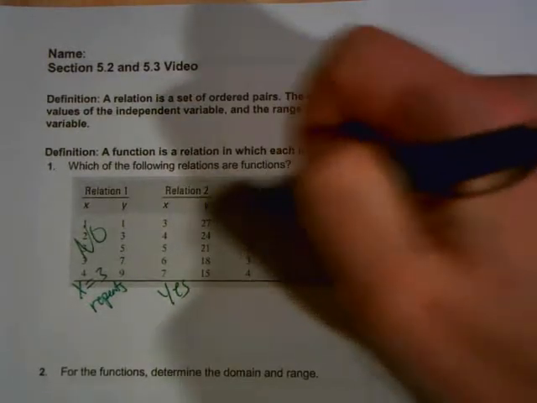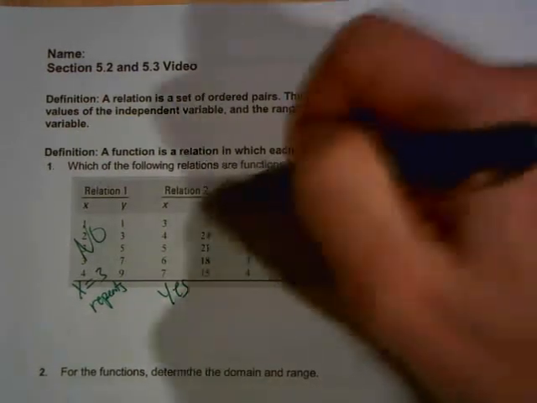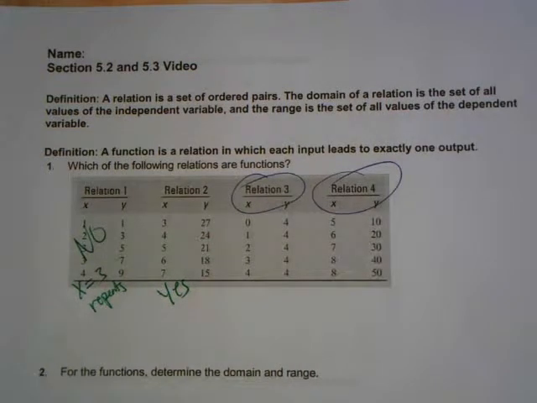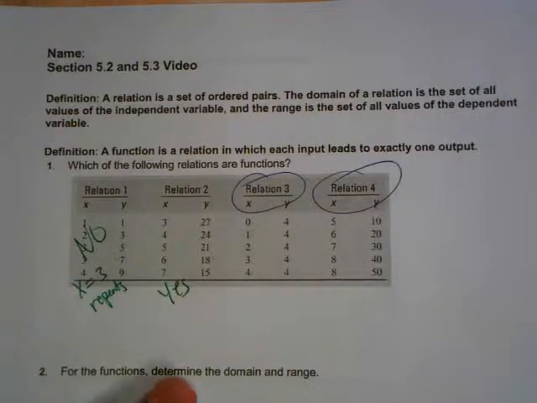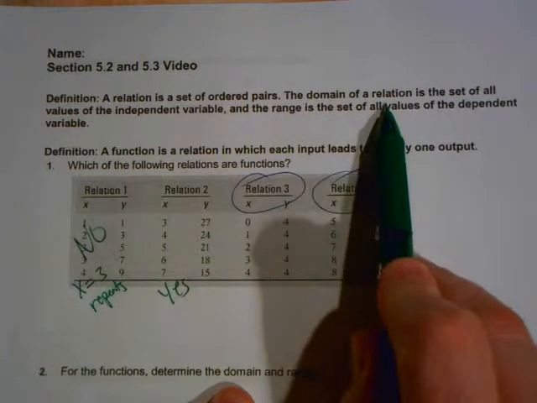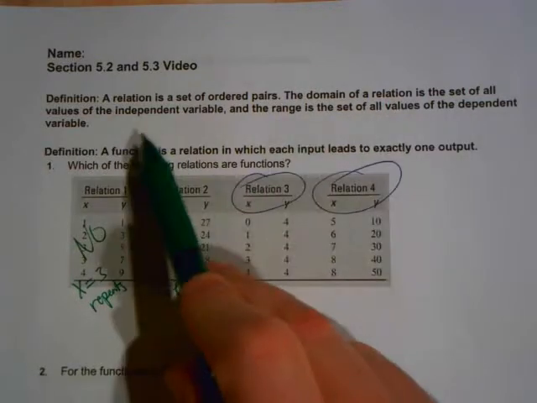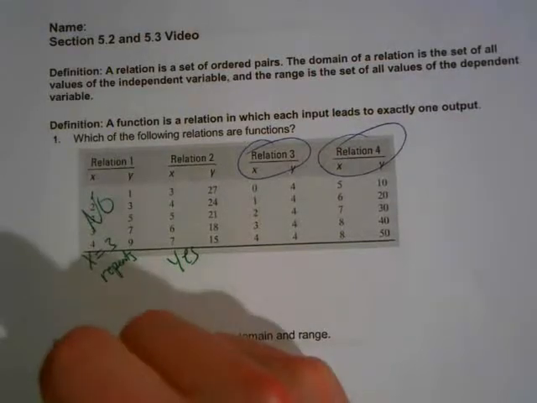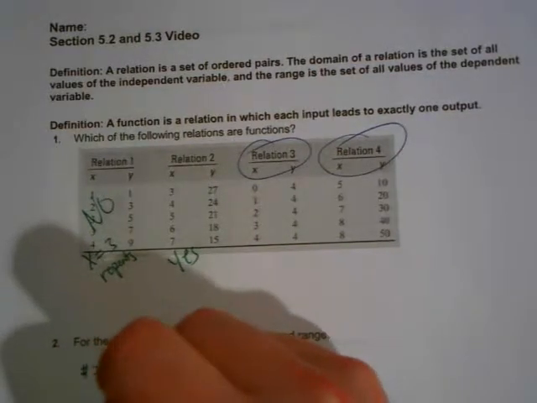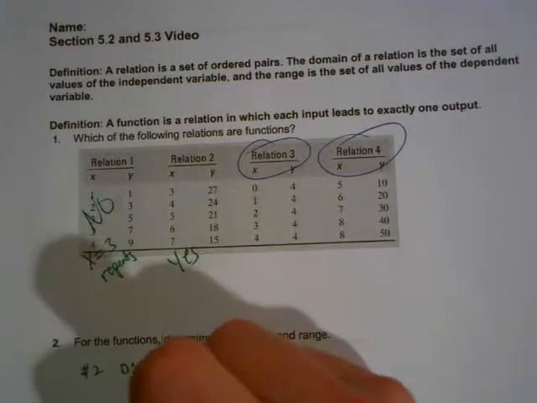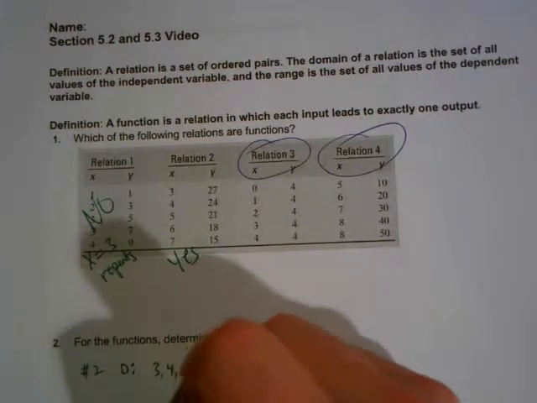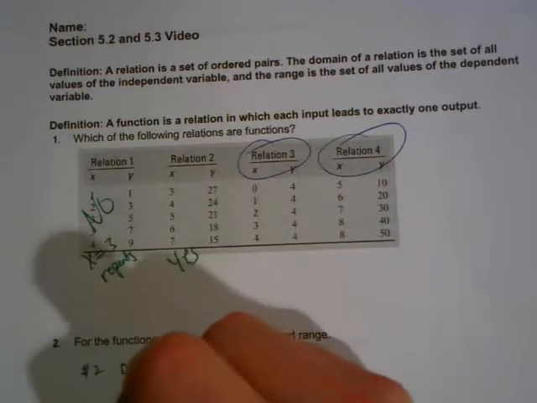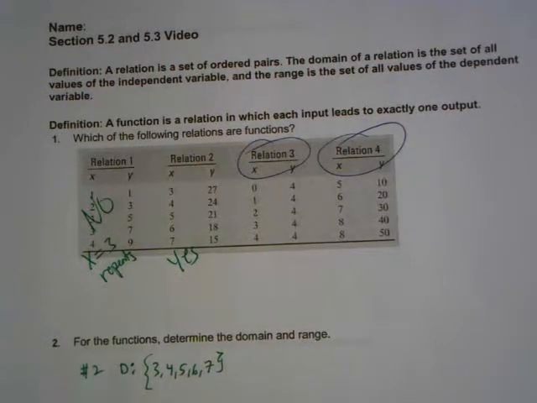You're going to look at number 3 and number 4 and decide if those are functions. Now it says for the function, so for relation 2, determine the domain and range. Well, again, the domain is the set of all values of the independent variable. That's x. So for number 2, the domain, we would say the domain is 3, 4, 5, 6, and 7. And typically they would be put inside fancy brackets like that.